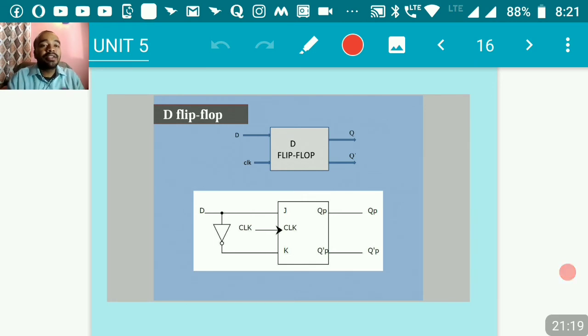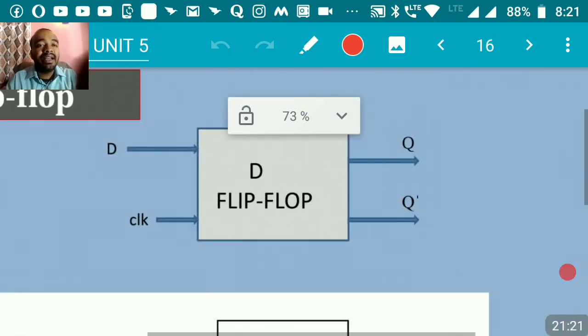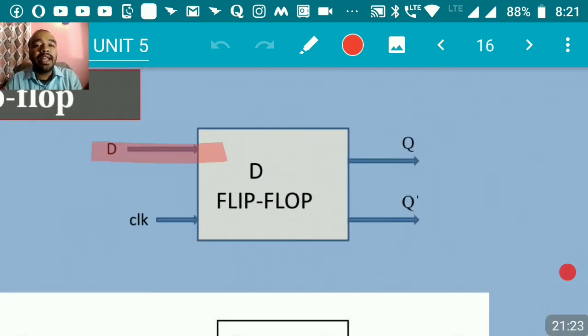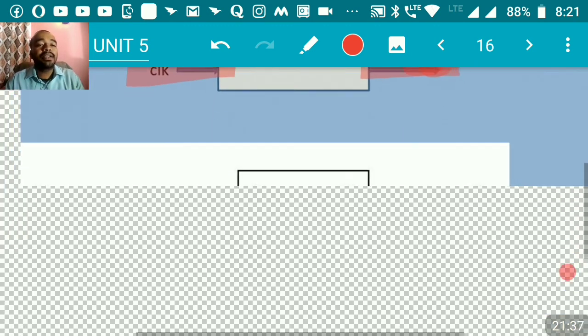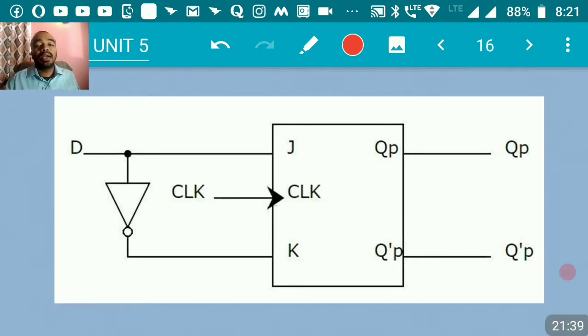Let us go to the block diagram of the delay flip flop, which has only one input and a clock pulse. The input is D, the delay input, and the outputs are Q and Q bar. So this is your Q and this is your Q bar.